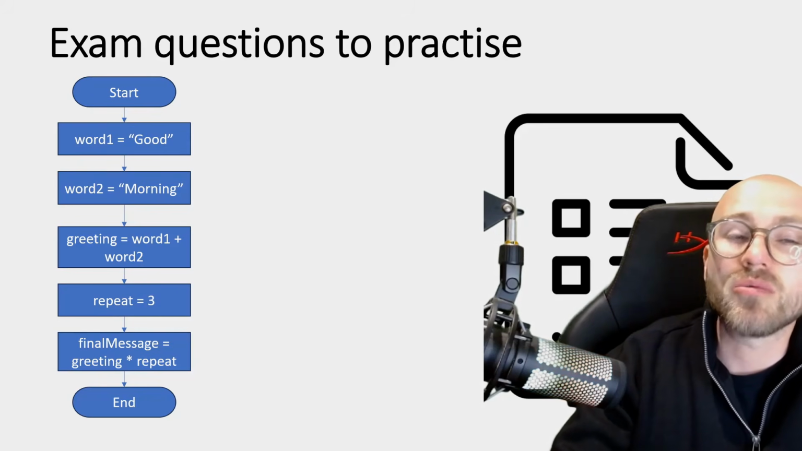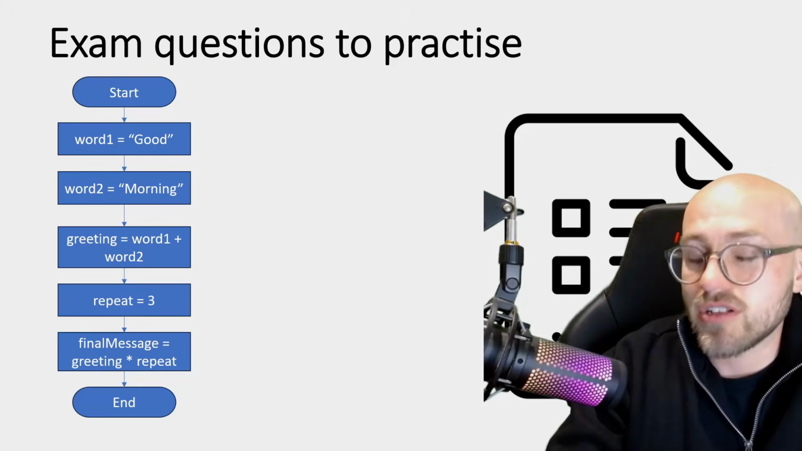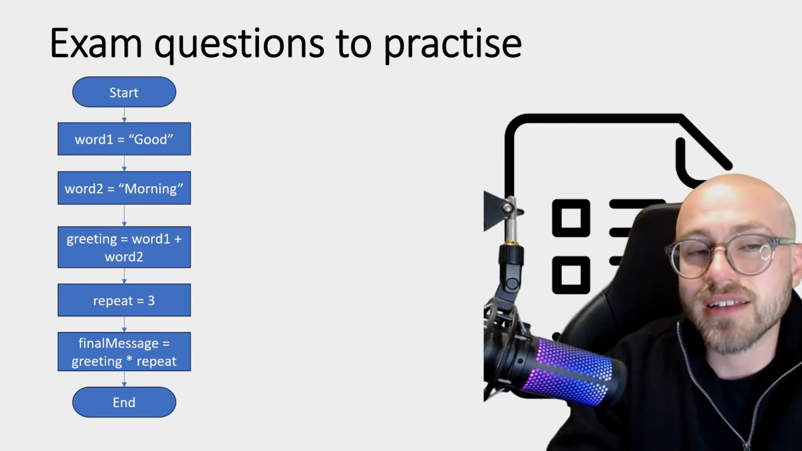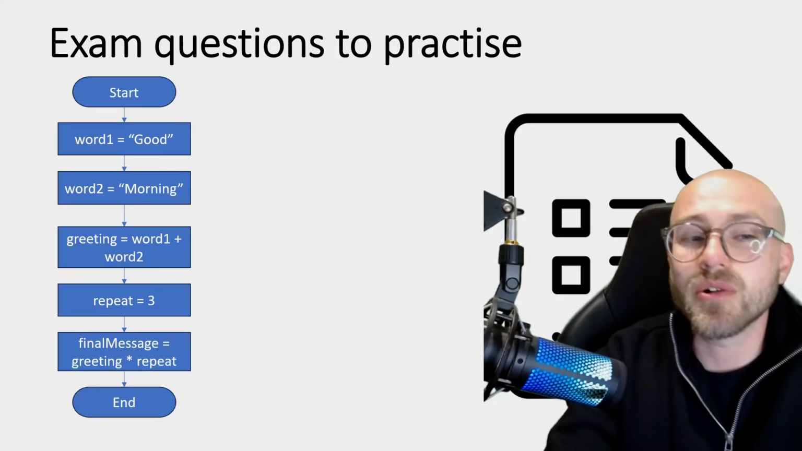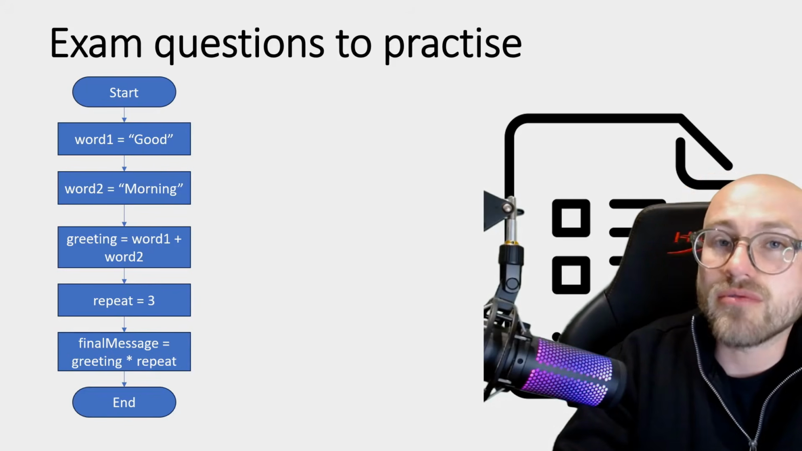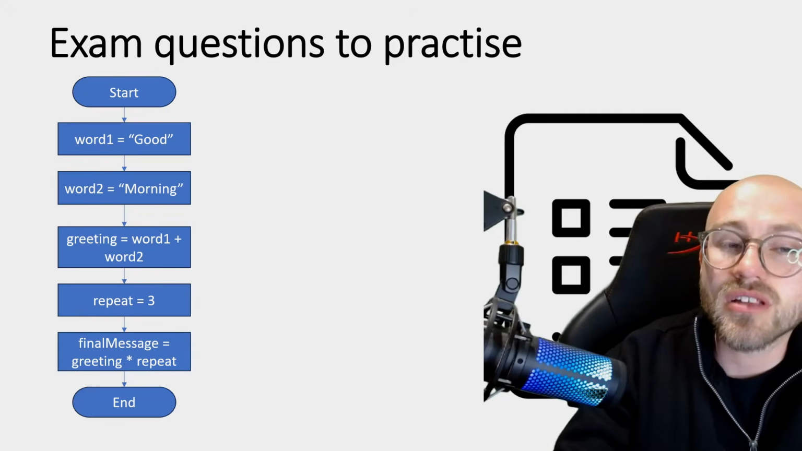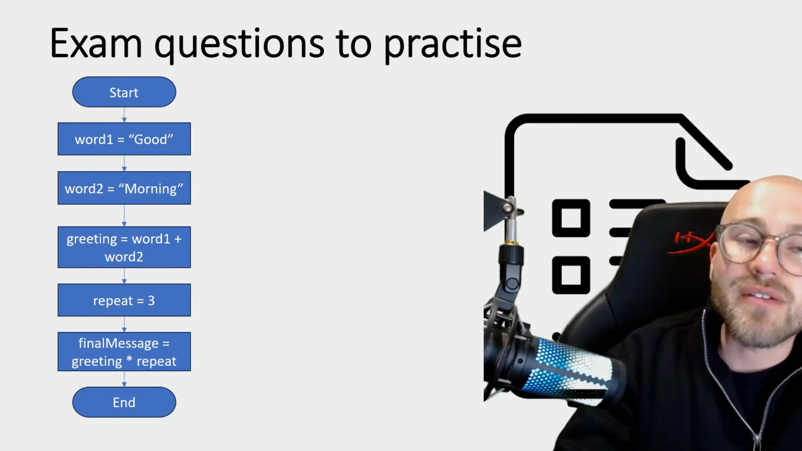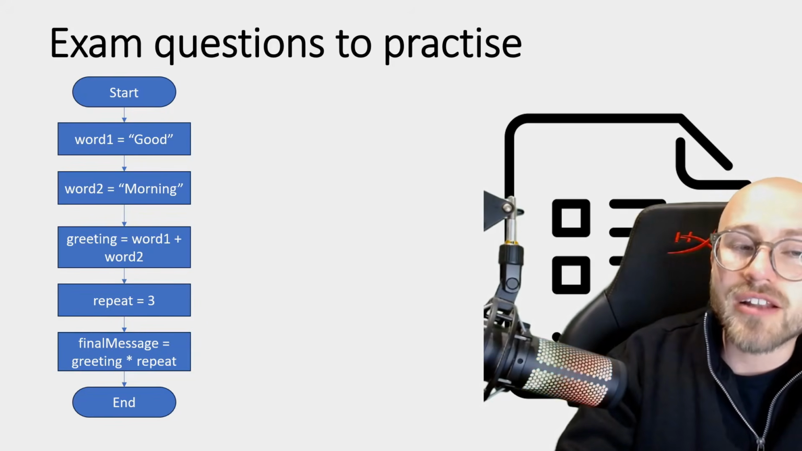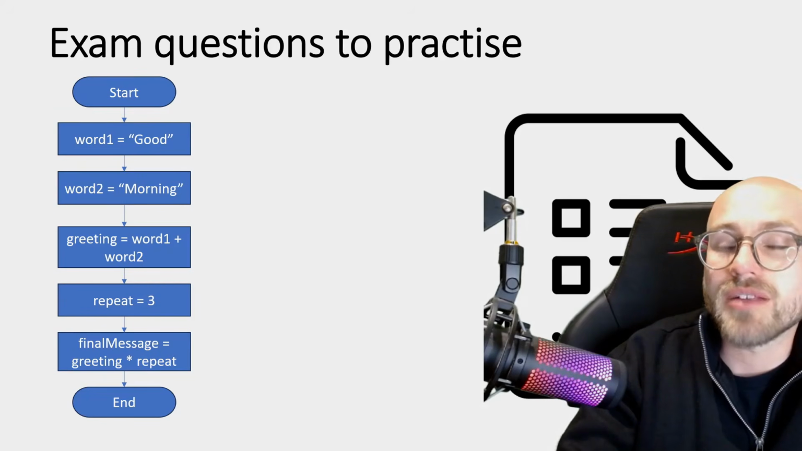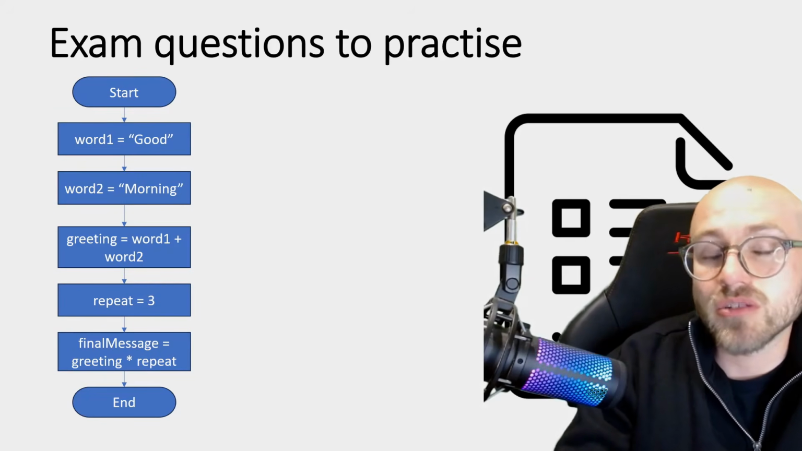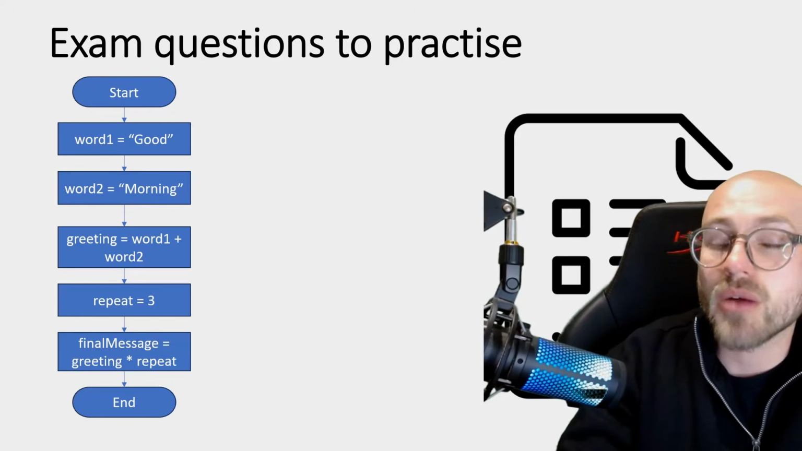Greeting equals word 1 plus word 2, which is our concatenation. Because it's like a calculation, it's going inside a process symbol. We're going to store the integer 3 in repeat, which is another variable, so that goes in a process symbol. And then finally, we've got our variable final message, which is greeting multiplied by repeat. It doesn't ask us to output at any time, so we don't need to use our parallelogram.